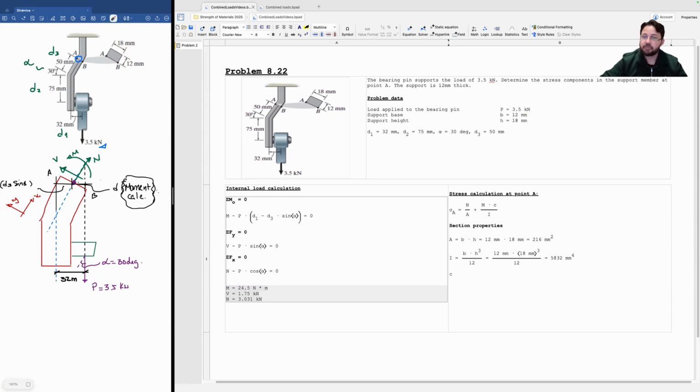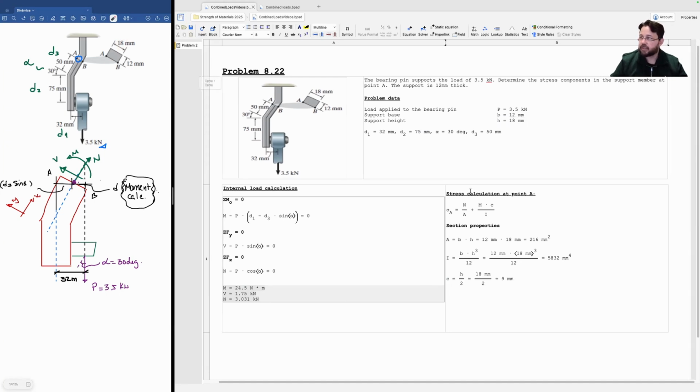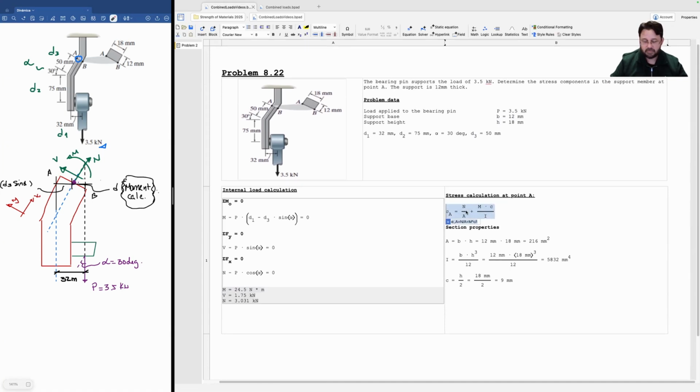And C is going to be the distance from here to here. And that distance from there to there is half of this distance here. So we can come here and say, well, you know that C is going to be equal to the height divided by 2. Then I'm going to copy this one.